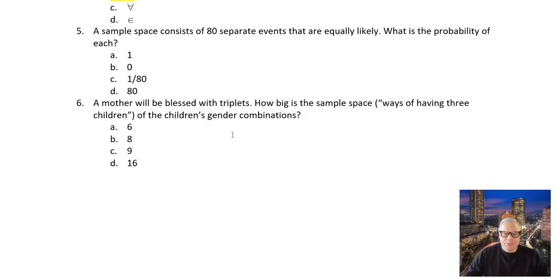A sample space consists of 80 separate events that are equally likely. What's the probability of each? Well, that's 1 over 80.